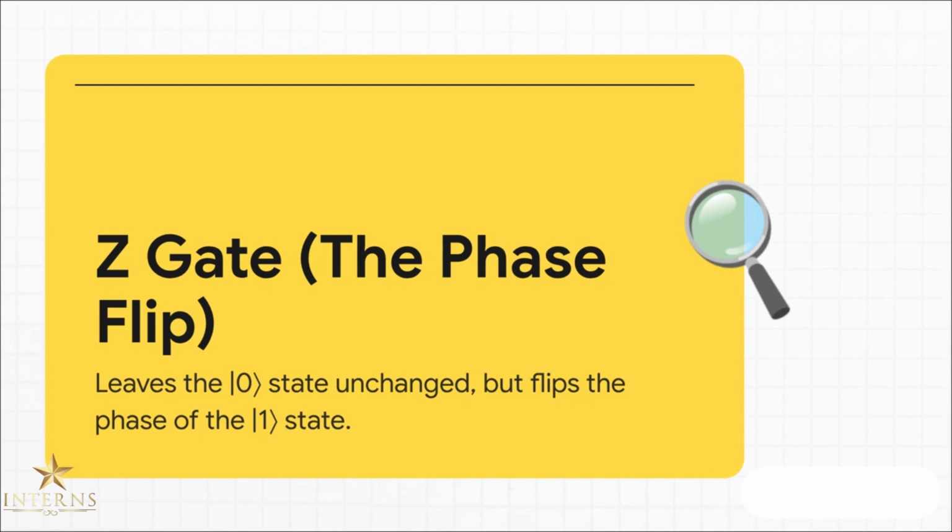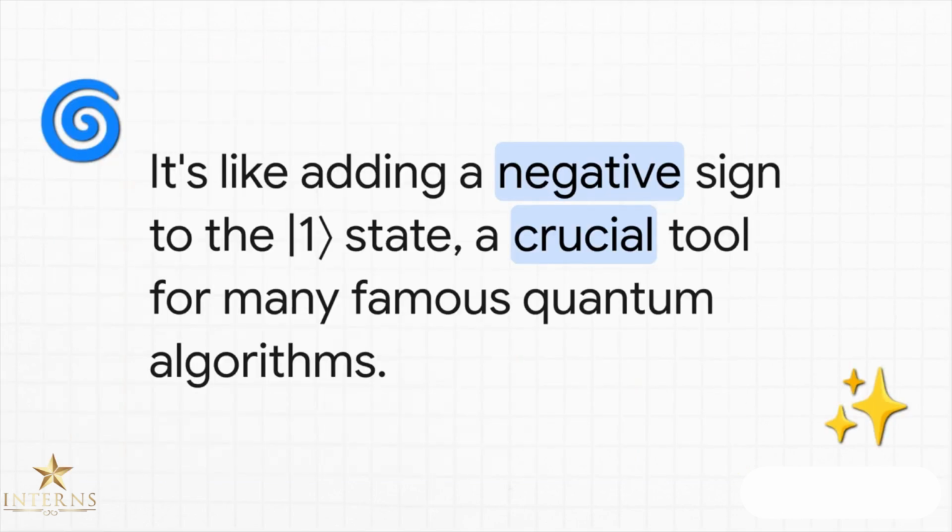All right. Next up, we have the Z gate. And this is where things start to feel a little more, well, quantum. This is what we call a phase flip gate. Now, if your qubit is in the 0 state, the Z gate does absolutely nothing. But if the qubit is in the 1 state, it flips its phase. So what on earth does flipping the phase even mean? It's a really subtle move.